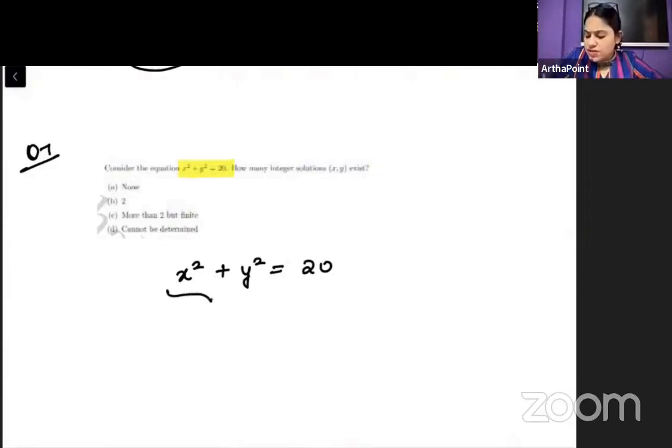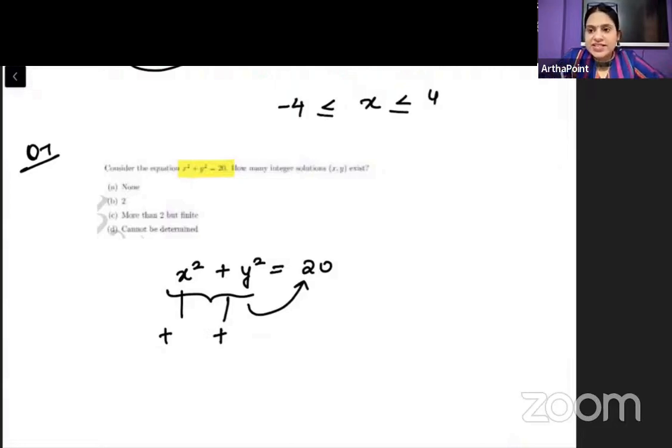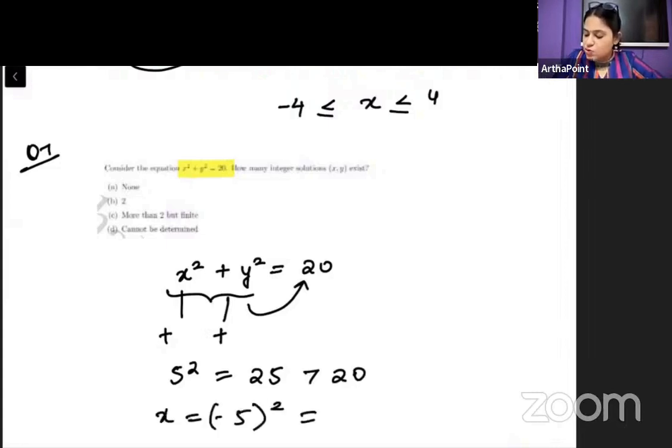Because the sum of this is 20 and both of them have to be positive. X has to be also positive, and x square is also positive and y square is also positive. So it automatically means that x can be anything between -4 to 4. X cannot exceed 4. क्यों? क्योंकि अगर x 5 हो जाएगा तो 5 square is 25, which will exceed 20. And if x will be -5 also, so -5 square will be 25, which will exceed 20, right?